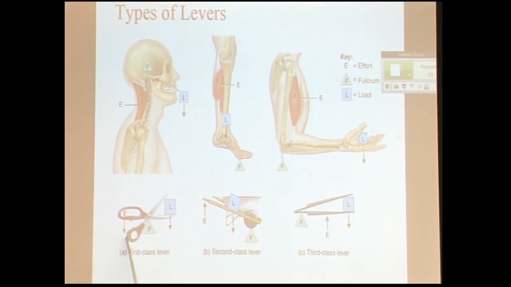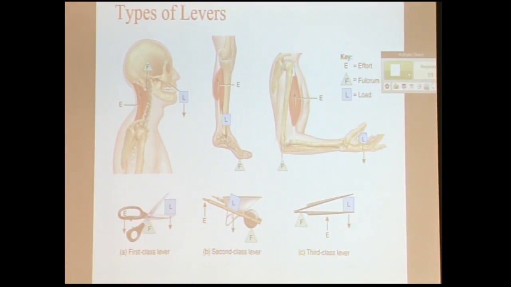For first class, you've got the fulcrum in the middle, effort, load, and effort and load are going in the same direction. So an example of that is scissors. Or in our case, actually moving your jaw up to chew would be a first class lever, because you're pulling down on the back, which pushes the front up. That's what you're doing there. And we're going to talk about those muscles today, actually.